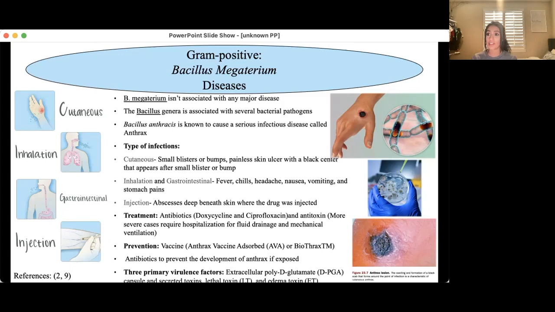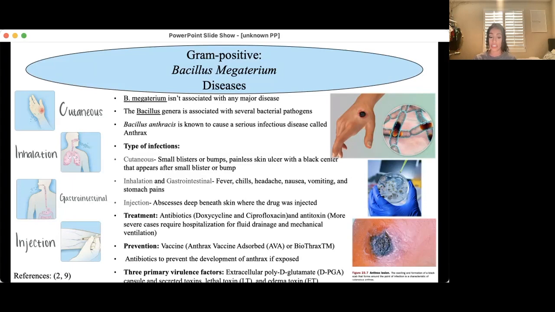Bacillus anthracis, on the other hand, is known to cause a serious infection known as anthrax. There are 4 different types of infections associated with anthrax. You could get it cutaneously, which is when small blisters or bumps form on the skin. After that, you'll see a painless skin ulcer with a black center. You could also get it by inhalation and gastrointestinal, which will cause fever, chills, headaches, nausea, etc.